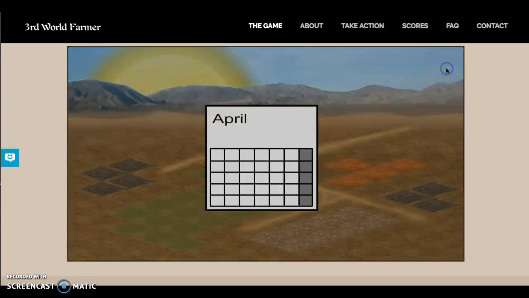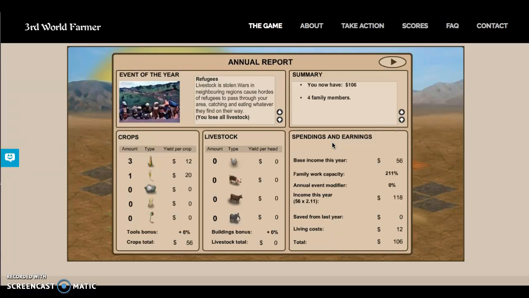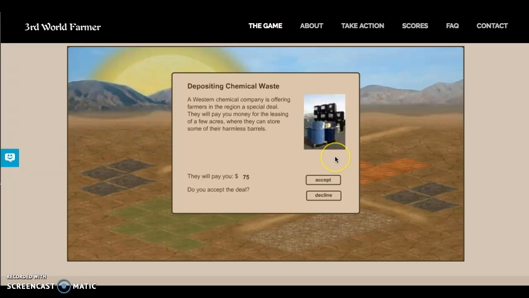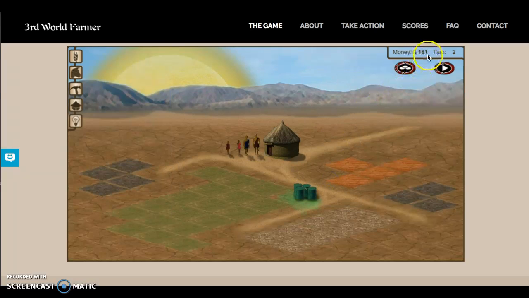Okay, so then you would hit play, and it goes through the calendar year and then gives you an annual report. So now I have $106. I still have my 4 family members. It tells me kind of I lost all livestock. It was stolen. Wars in neighborhood regions passed through the area, and it just kind of gives you a review of your year. So sometimes there are also things like this that pop up, opportunities to go out and do certain things, and they will pay you money. You can either accept or decline, and we'll accept. So you can see I have $181.